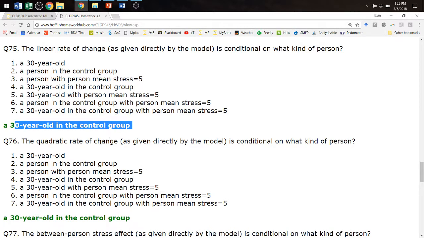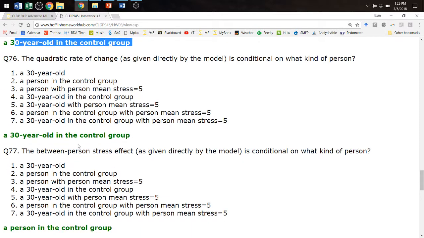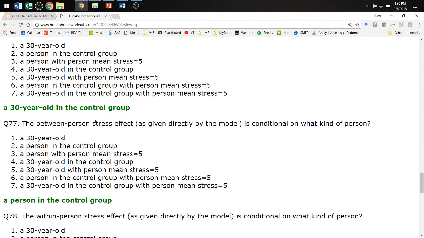Likewise, the quadratic rate of change interacted with age and it interacted with group. It did not interact with between person stress, so it's the same answer. Between person stress only interacted with time. Or, excuse me, group. I just misspoke. Didn't interact with time.